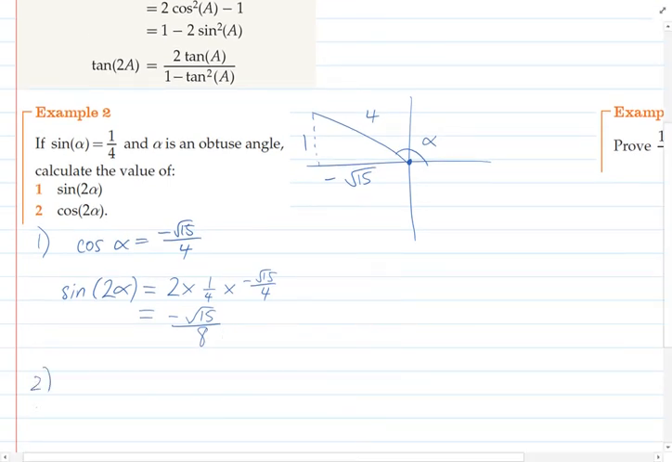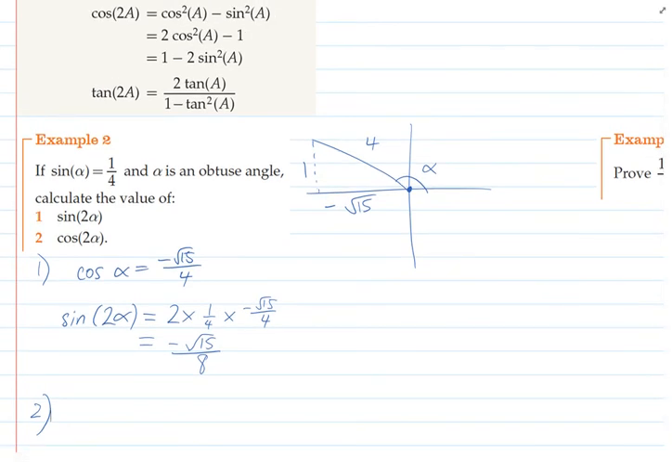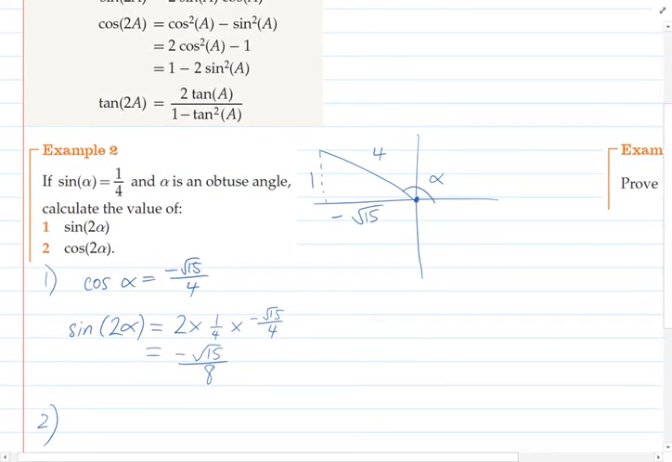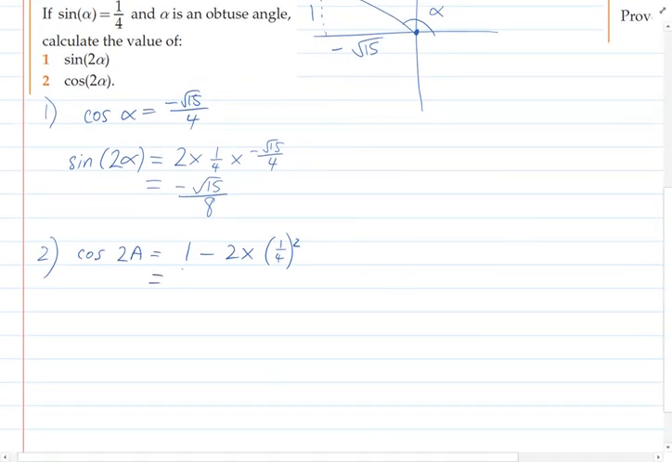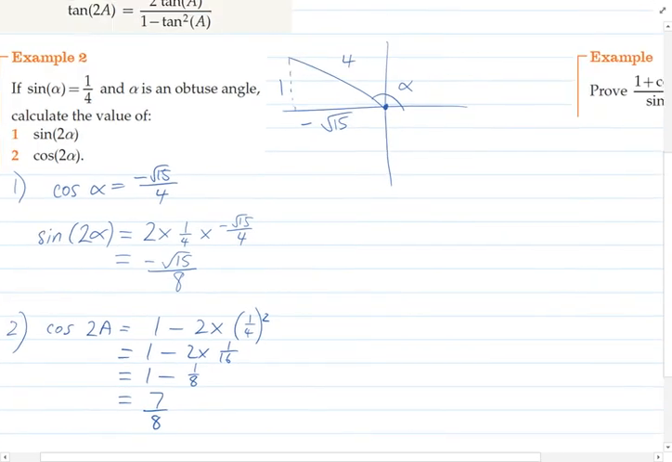Okay, question 2 is asking for cos 2 alpha, and so I've got a lot of different ways of showing that, but we need to work out cos squared and sine squared essentially. If we go for one of these ones, we only have to square one of them. So sine squared is a quarter, so that's quite easy for us to square. So cos 2 alpha we can write as 1 minus 2 times a quarter squared. Okay, and so that would be 1 minus 2 times 1 over 16, which is 1 minus 1 over 8, which leaves us with 7 over 8 as our final answer.